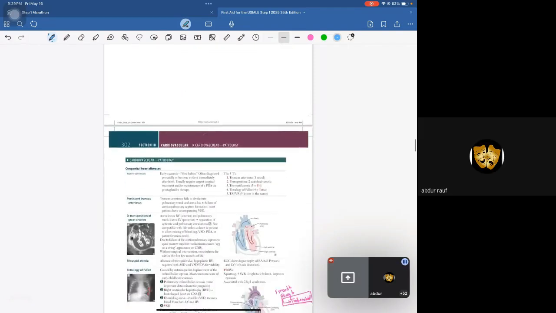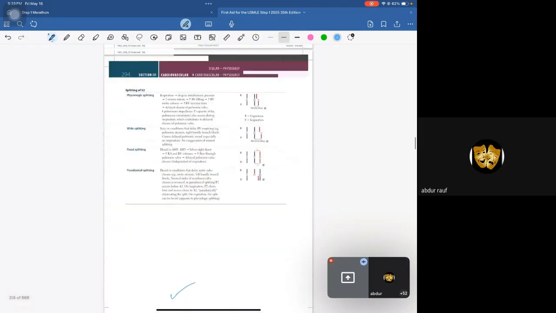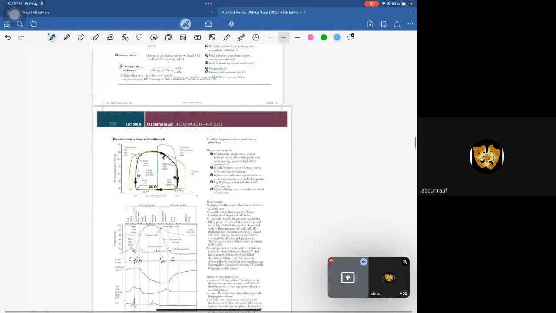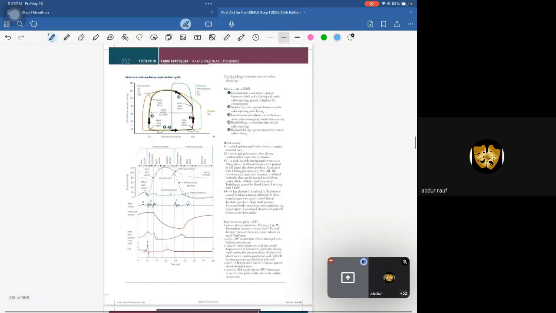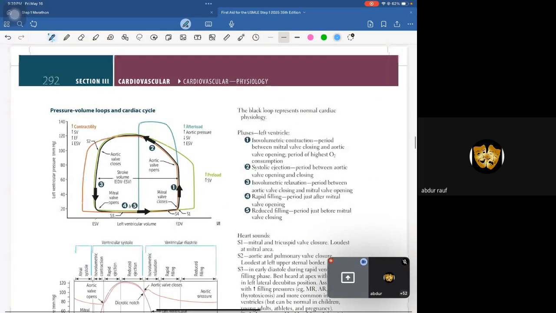Sir, can you just point out the Y wave on the pressure volume loop? Okay, wait. So this was the pressure volume loop, right? Now what was the Y wave? The Y wave was when the right atrium empties into the right ventricle, right? Here the ventricle is filling right now. So this is the V wave, right?